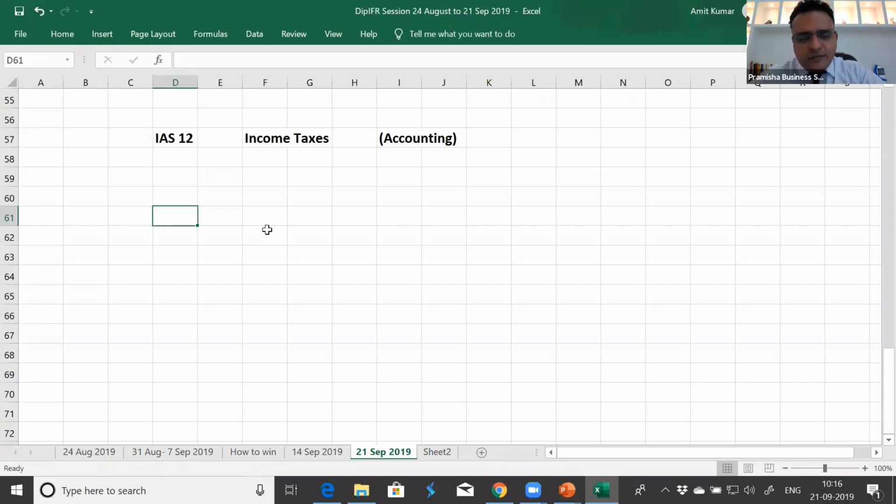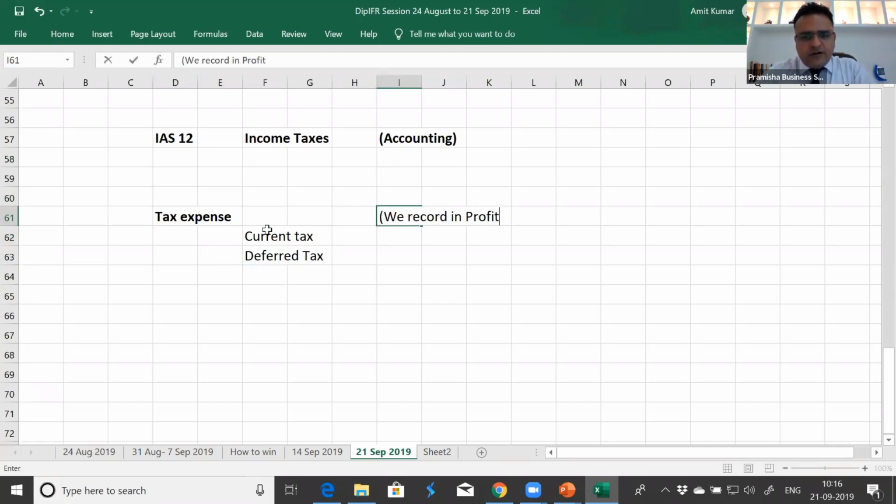In India, we have been using the P&L approach. Tax expense is a combination of current tax and deferred tax. Tax expense is the amount we record in the profit and loss account.